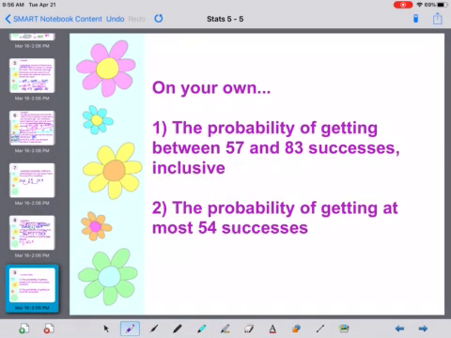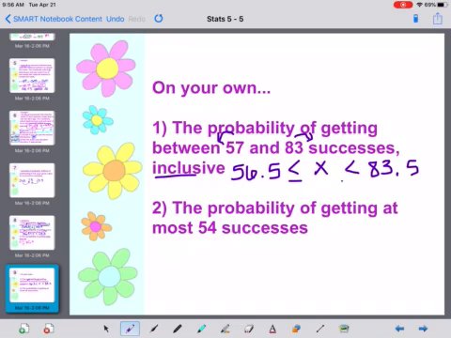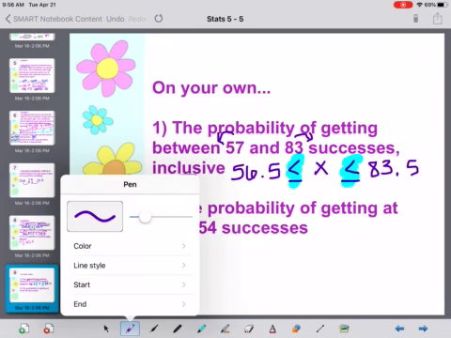We'll do these because these are kind of tricky. Probability of getting between 57 and 83. So 57 is your lower limit, so you drop down to 56.5. 83 is your upper limit, so you go up to 83.5. Your X is in the middle. It is inclusive, so your less than signs will have equal to underneath. Whenever it is two numbers, these are always going to be less than signs, because you have to sandwich your X in between those two numbers, and then you just have to decide if it's equal to or not.